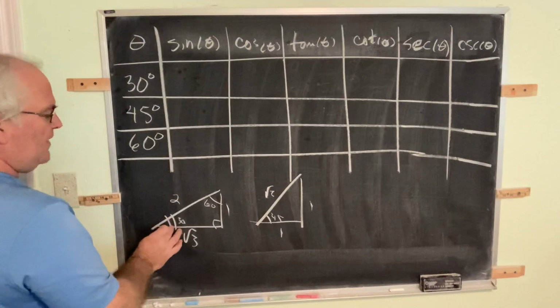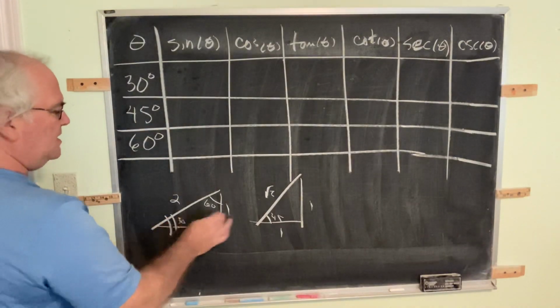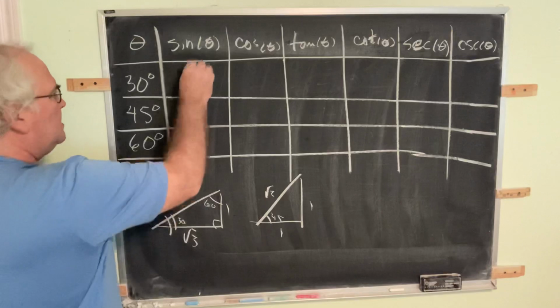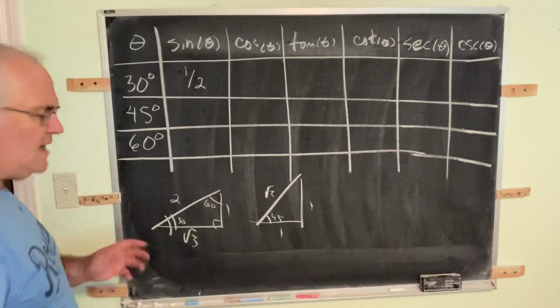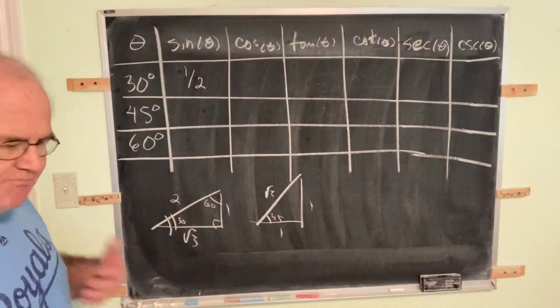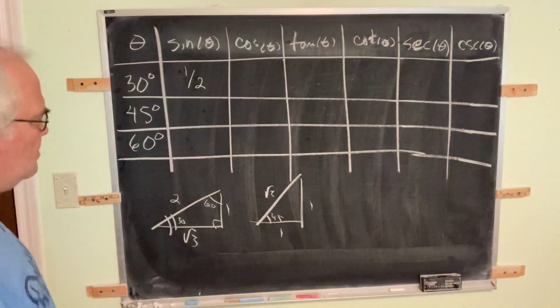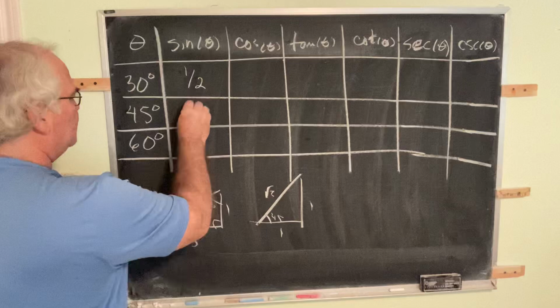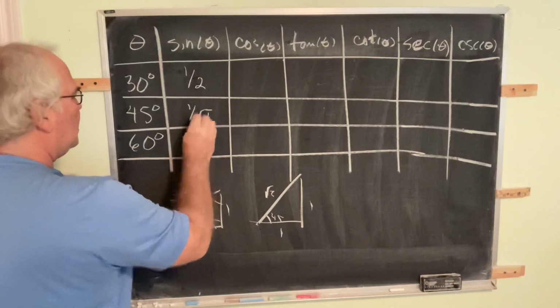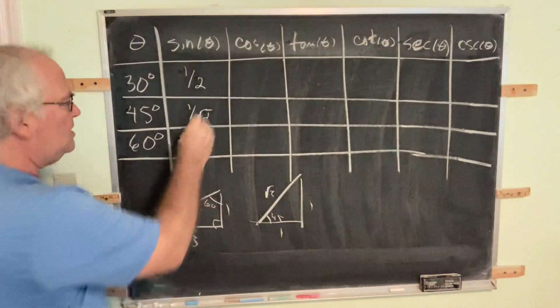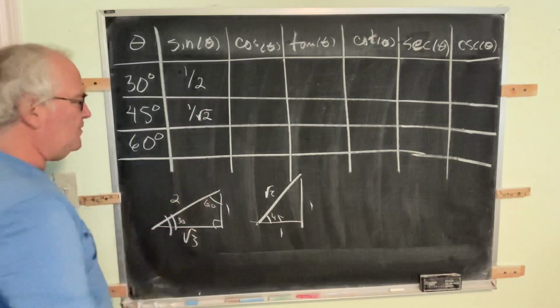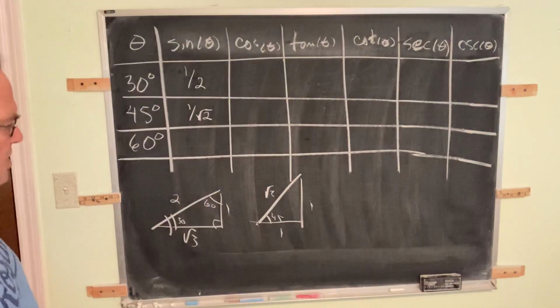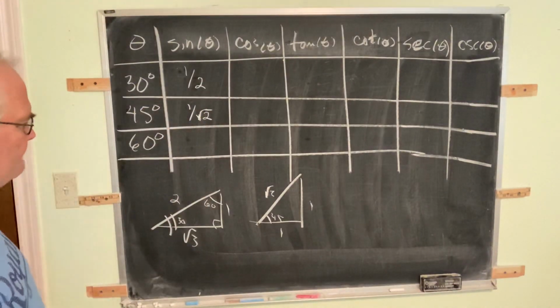Sine of theta, we know SOHCAHTOA, sine is opposite over hypotenuse. Sine of 30 degrees is 1/2. That's just bedrock. Sine of 30 degrees is 1/2. Sine of 45 degrees is opposite over hypotenuse. That's 1 over the square root of 2. Again, you do not need to change the form. I don't care if you change the form. That's fine if you do, but if you don't, that's fine.